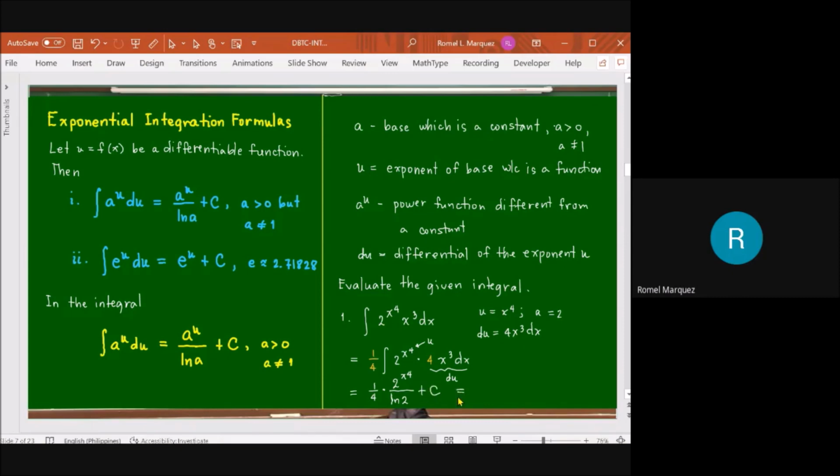Or if you want, you can express it as one term only in the denominator, meaning 4, I'm going to incorporate 2 to 2, no? So this can be written as 2 to the x to the 4 over ln 16, meaning ln 2 to the 4th. Remember, 4 can be an exponent of 2, right? You can have that if you want. Or of course, you can have 2 to the x to the 4 over 4 ln 2. Okay, guys?